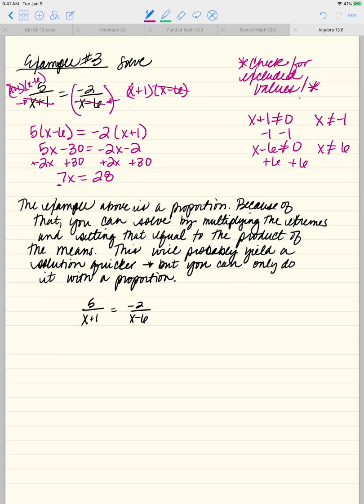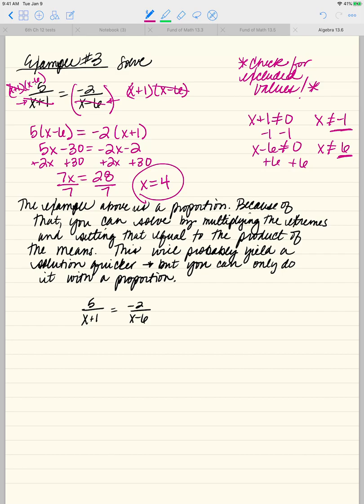That's going to end up much easier to deal with because when we divide both sides by 7, x is equal to 4. Now, x is equal to 4 is not negative 1 or 6, so we don't have to worry about those extraneous solutions.